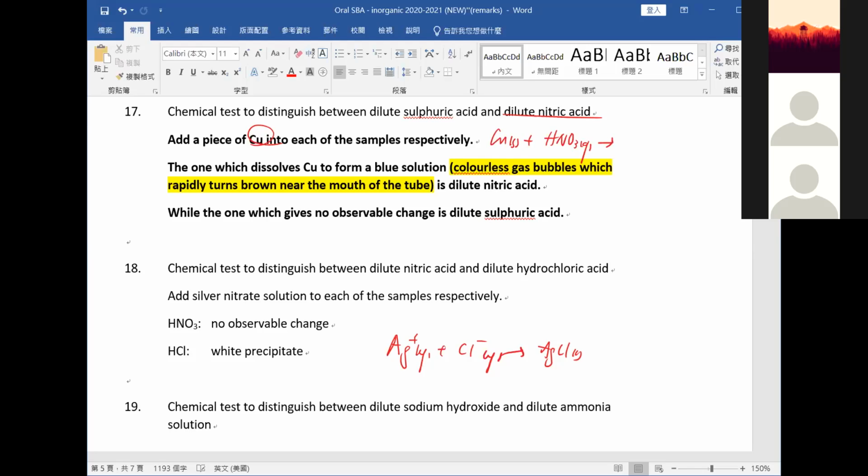What are the equations? Copper reacts with dilute nitric acid.